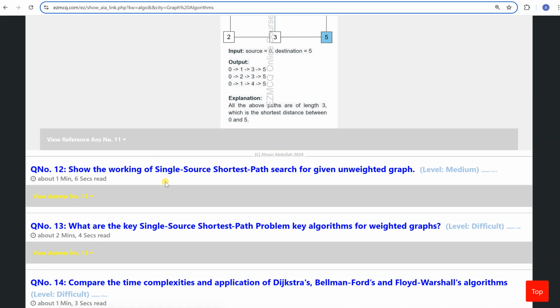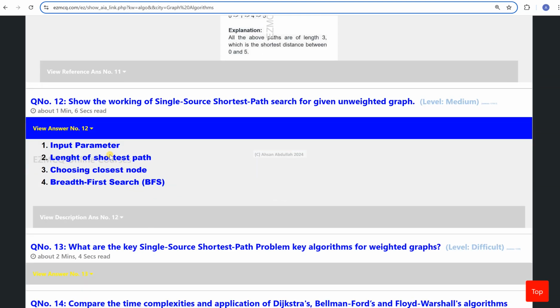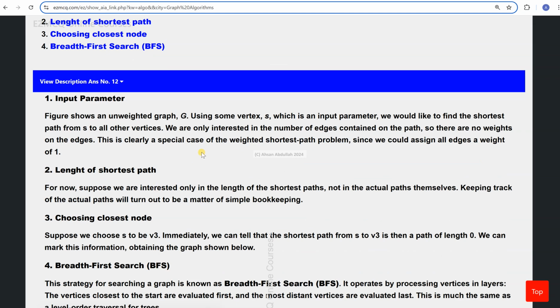Okay. So show the working of single source shortest path search for a given unweighted graph. So there have to be input parameters. The parameters will tell the system or the application from where to start and where to go, and then the length of the shortest path, choosing the closest node, and then performing the breadth first search. All right. So the input parameters are identified. Let me highlight them.